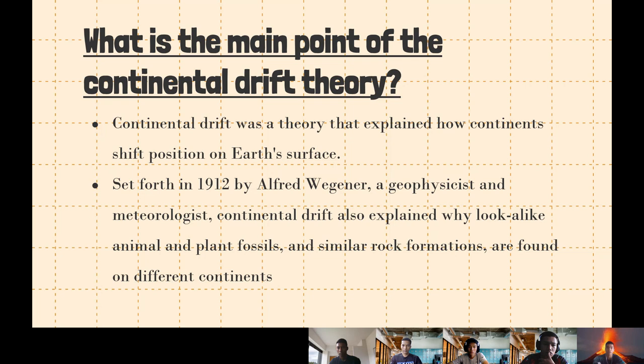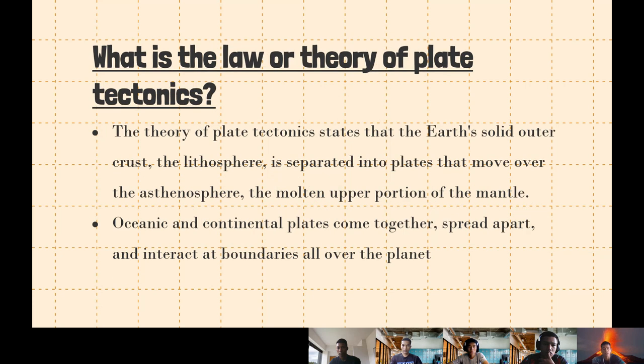So, what is the theory of plate tectonics? The theory of plate tectonics states that the Earth's solid outer crust, the lithosphere, is separated into plates that move over the asthenosphere, the molten upper portion of the mantle. Oceanic and continental plates come together, spread apart, and interact at boundaries all over the planet.